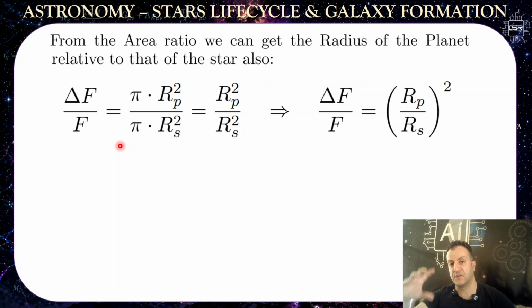It's the area of the sphere, not the area of the disk section that is visible to you. It's the entire sphere. So this gives us Rp squared divided by Rs squared, where Rp is the radius of the planet and Rs is the radius of the star. So delta F over F is equal to (Rp over Rs) squared.